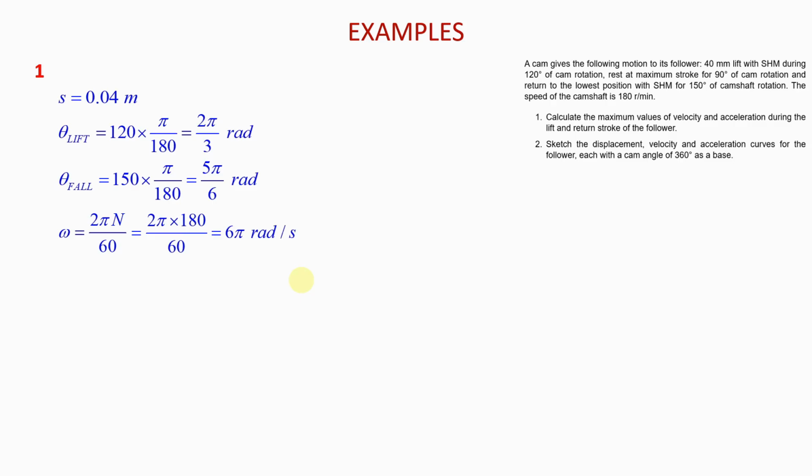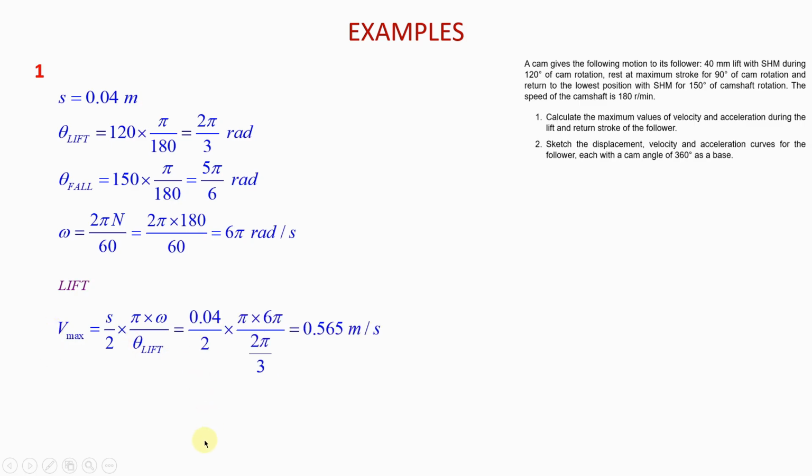But what I want you to appreciate here is that because we have different values for theta, one for when the follower is rising and one for when the follower is falling, we're also going to have two different sets of maximum velocities and accelerations. You will have the ones for when we are rising or lifting the follower. This is the equation for maximum velocity, but since here we are rising, the theta we use will be theta for rise or lift. And this is what you will have here.